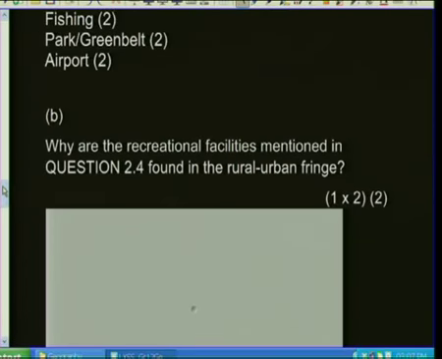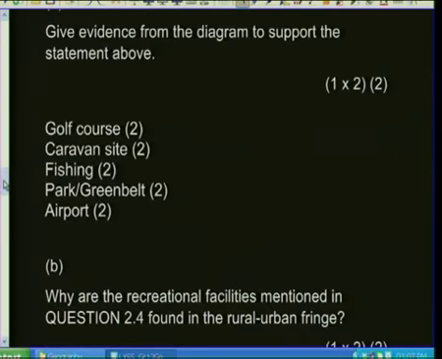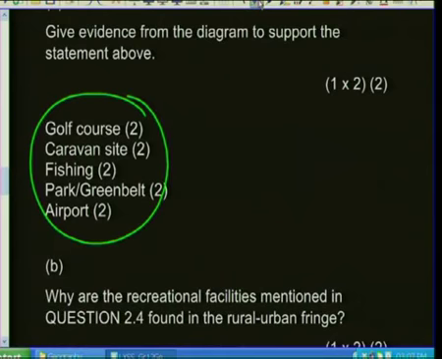Question B is a follow-on question. It leads out of question A. Why are the recreational facilities mentioned in this question found in the rural-urban fringe? Let's take a look at them again. We're talking about all of these. The golf course, the caravan site, fishing, a greenbelt and an airport.